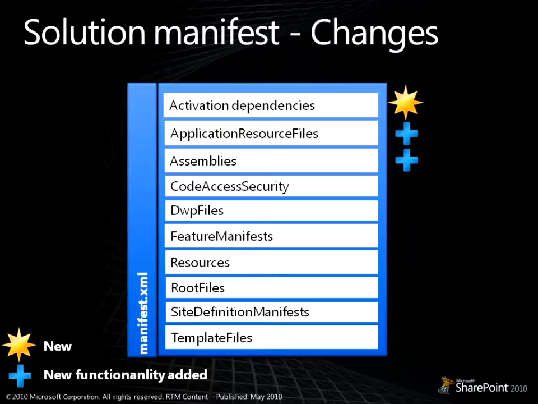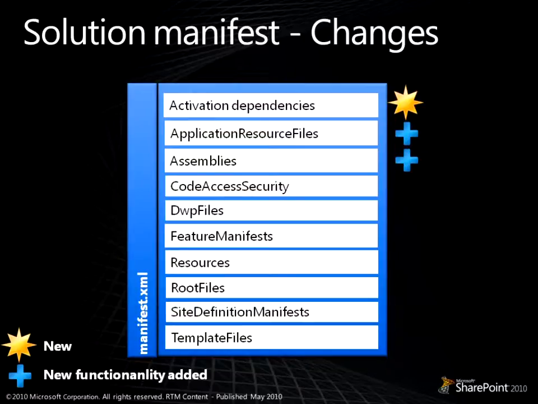Solution manifest defines the different elements within the solution package for SharePoint. It's used during the deployment of the solution to instruct SharePoint on where the files within the package are placed and how they should be installed. In 2010, we have new supported functionalities in the manifest to perform additional tasks.